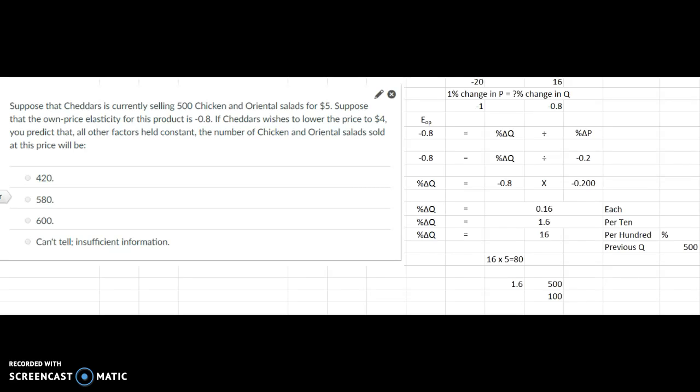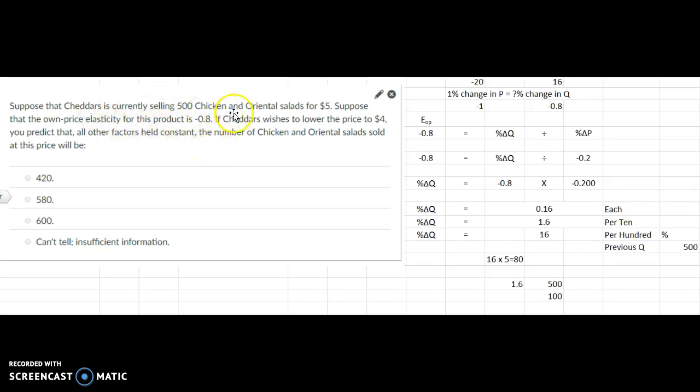So the big picture is, again, starting at the end, we're going to say that if Cheddar's wishes to lower the price to $4, you predict that all other factors are going to be the same, so you're going to look for the number of chicken Oriental salads that are going to be sold once we make this price change. So we know that if we decrease the price, obviously we're going to increase the numbers of individual items that we're going to sell. We need to determine by how much. So you know for sure that this 420 here is going to be out, because that would be a decrease, and we know that there's going to be an increase if you lower the price.